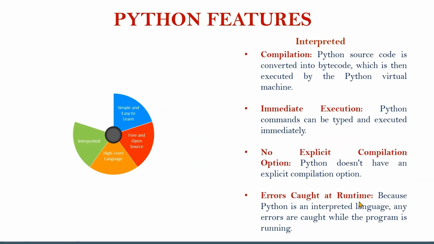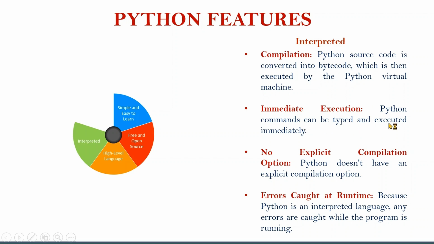Now coming to the next feature, we have interpreted. As I said, Python is an interpreted language. Here the Python source code is converted into bytecode, which is then executed by the Python virtual machine. All these things are done internally. We are not going to do any separate compilation for Python, because if you compare with Java, we write javac file.java for compiling externally. But here we don't require that. The interpreter takes care of how to compile and how to run. So in a single step, we can convert our source code to machine code.